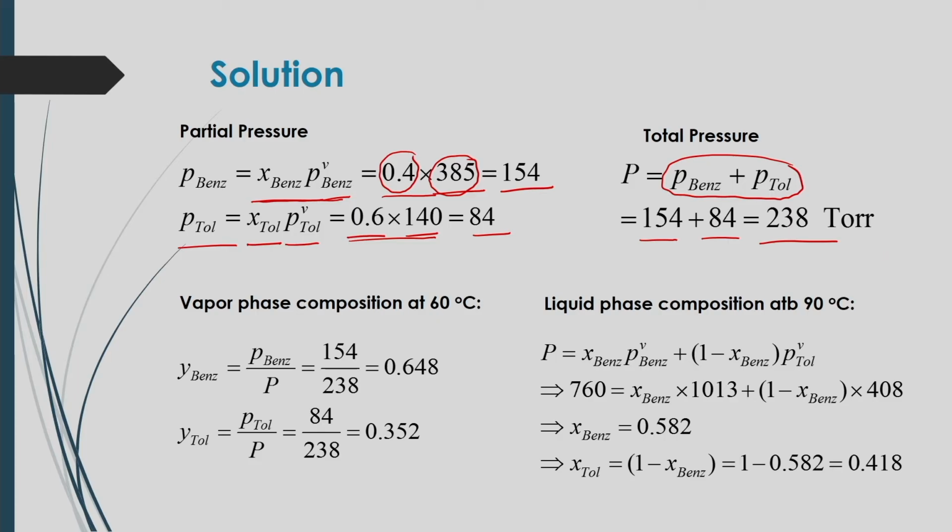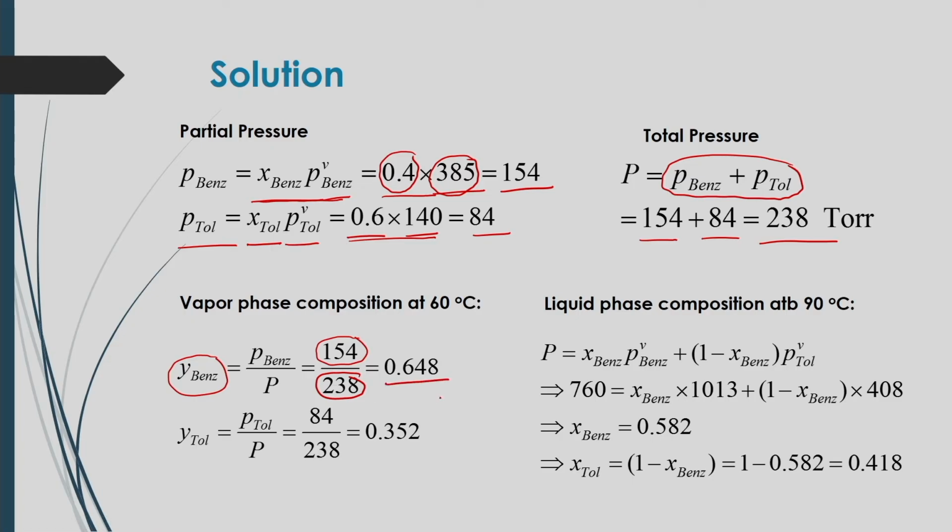Now, you have to calculate the vapor phase composition at 60 degree Celsius. So, the vapor phase composition at 60 degree Celsius can be represented as Y benzene, which will be equal to the partial pressure of benzene out of the total pressure. Then we can substitute the partial pressure of benzene, which is 154, and the total pressure, 238. So, it will come as 0.648.